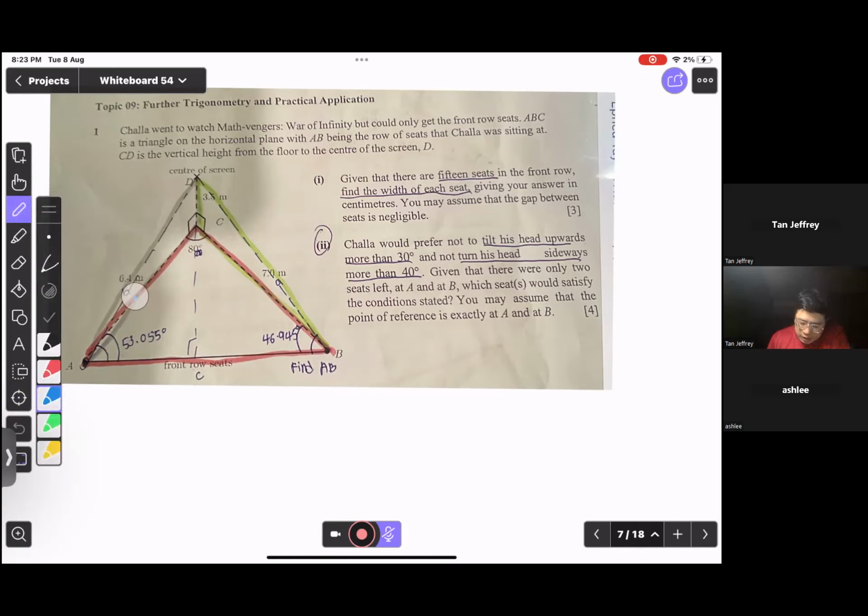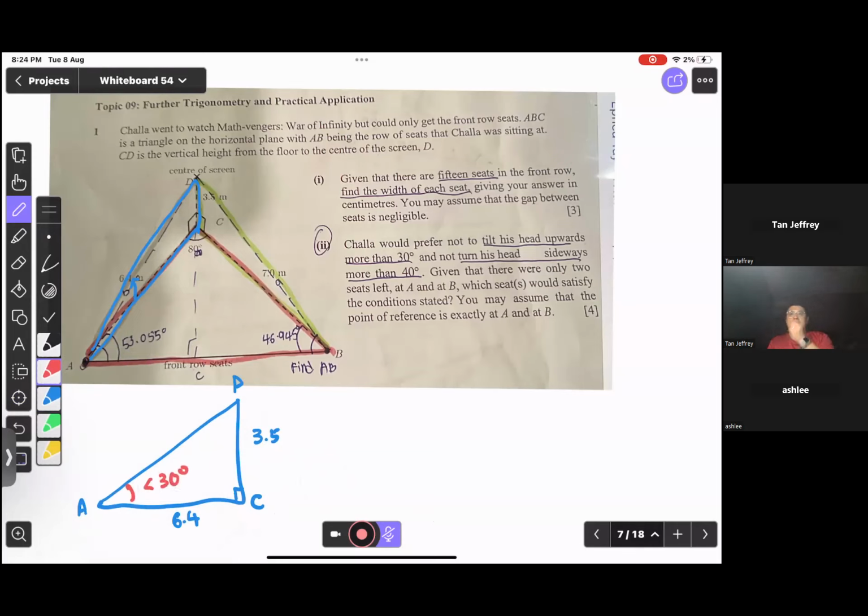So basically this angle over here, I draw it out at the side. This is a three-dimensional thing, right? Can you see the blue triangle being lifted out? Then this is 6.4 meters and this is 3.5. So you need to check this angle. This angle must be less than 30 degrees.